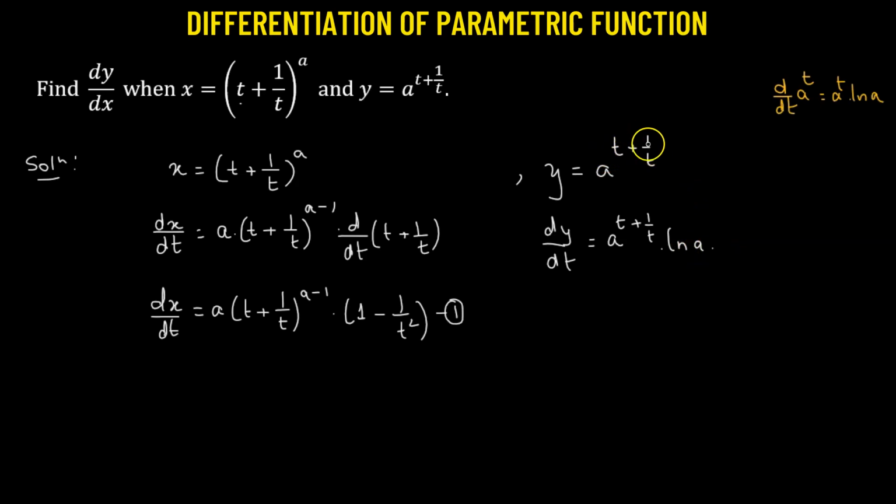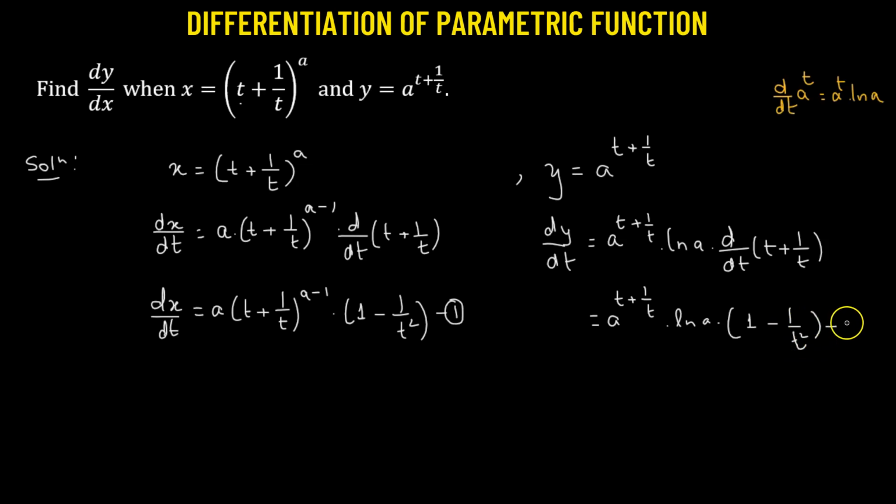But since here we have t + 1/t instead of t, we'll use the chain rule. We'll multiply it by the derivative with respect to t of t + 1/t, which gives us a raised to the power of (t + 1/t) times the natural log of a, multiplied by the derivative: the derivative of t is 1 and the derivative of 1/t is negative 1/t squared. So this is equation number 2, and we have obtained the derivative of y with respect to t.